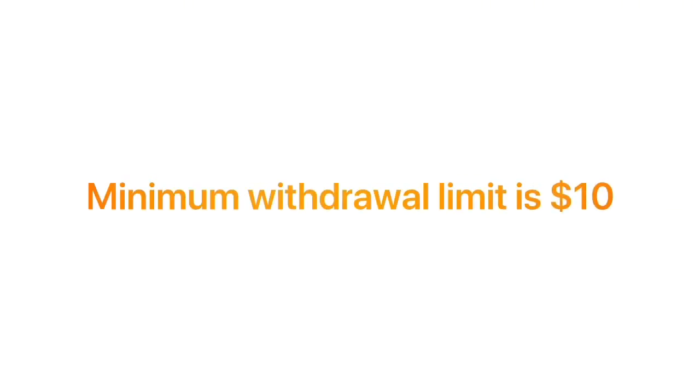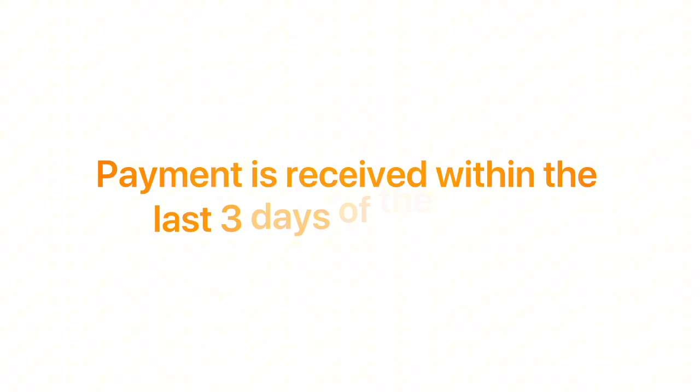Your earnings will be cleared after 30 days from the sale, and you can withdraw your money once you hit the $10 minimum. Payments are made during the last 3 days of every month. Alright, let's see how to register for the affiliate program.